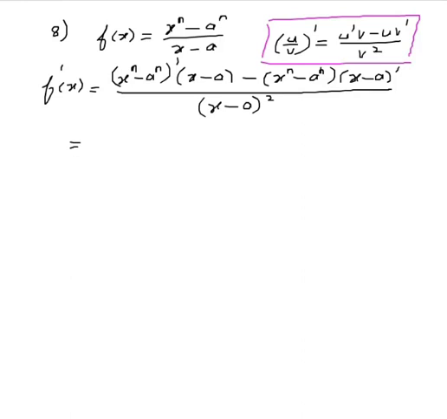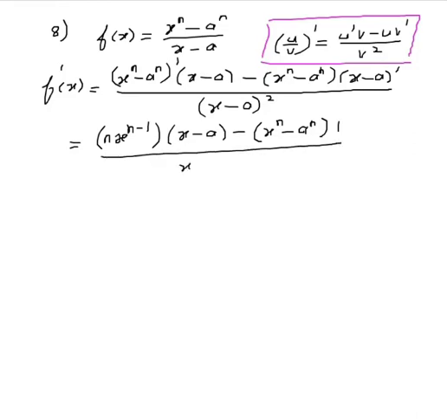Let us find the derivative. Derivative of x raised to n is n times x power n minus 1 and a power n is 0 into x minus a. Use brackets and we have x power n minus a power n times. Let us differentiate x minus a. Differential of x is 1, differential of a is 0. 1 minus 0 is 1 divided by x minus a the whole square. Let us open the brackets.